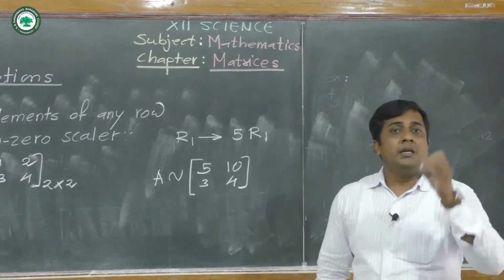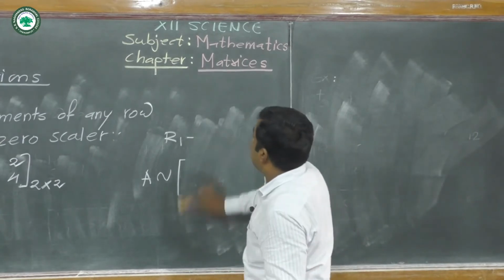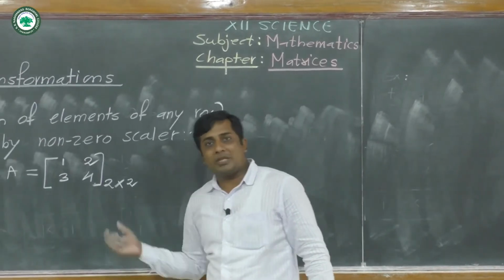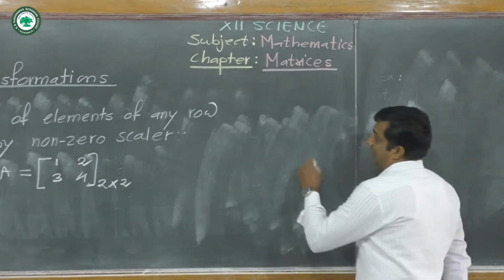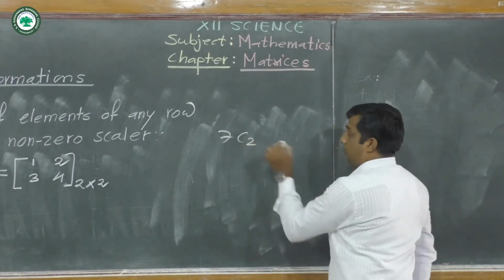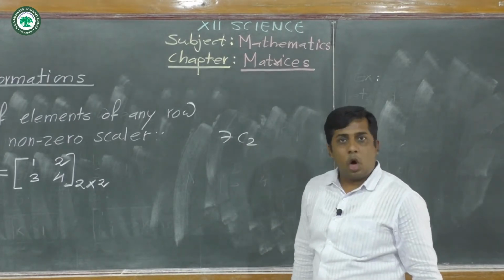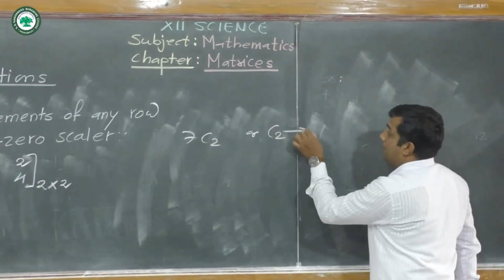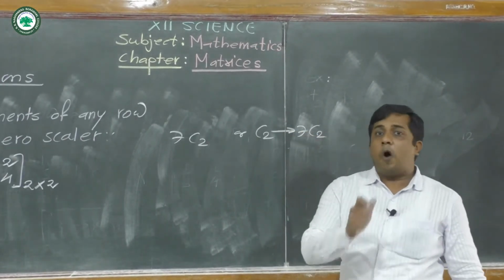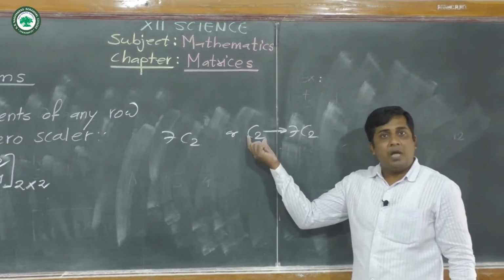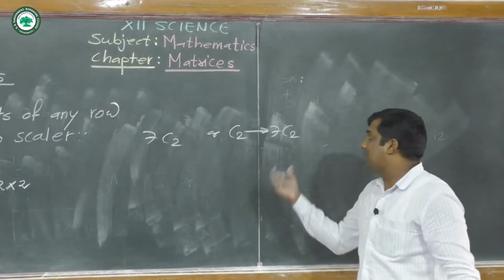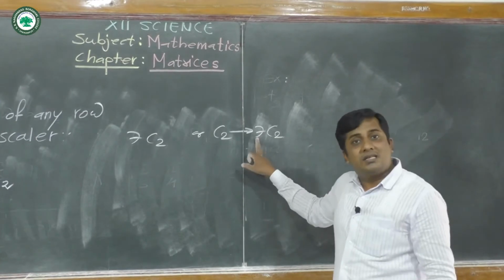Now we consider for the column. Here again we consider the same matrix. Here A is the matrix having the order 2, that is 2 rows and 2 columns. Here we consider the transformation 7C2, or we denote this by using C2 implies 7C2. That is, we have to perform operation on column second, and operation is here 7C2. That is, we multiply each element of the column second by the scalar 7.